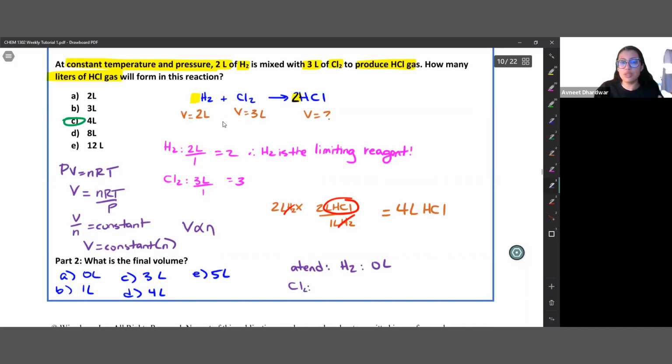Now for chlorine, you reacted 2 liters of hydrogen. And so for the 2 liters of hydrogen, we can see that they have a 1-to-1 ratio. So that means 2 liters of chlorine would have reacted, and you have 1 liter of chlorine left over. So there is 1 liter left over. Okay, and then we already talked about how for hydrochloric acid, 4 liters was produced. So your total volume, you're just going to add that together. 0 plus 1 plus 4, and you're going to get 5 liters as the total volume. So that's why the answer here was E.